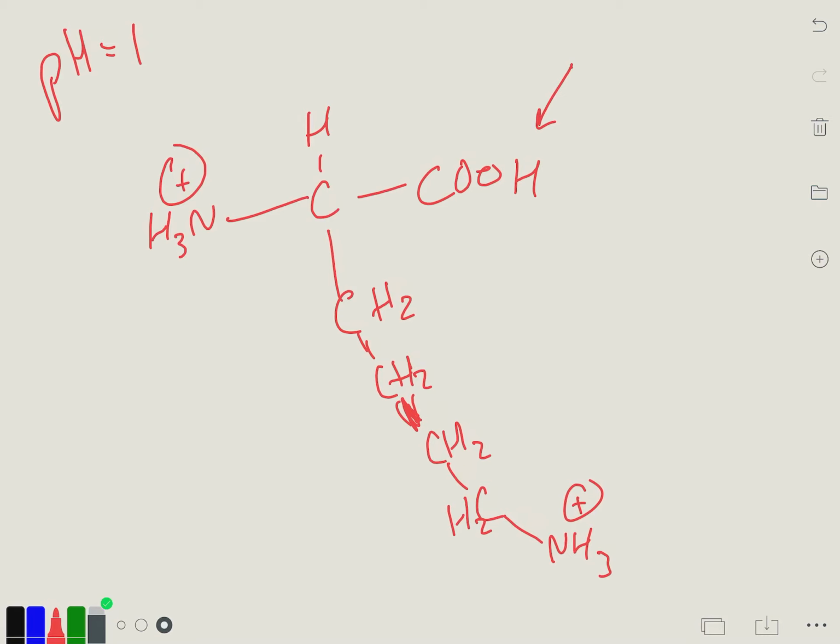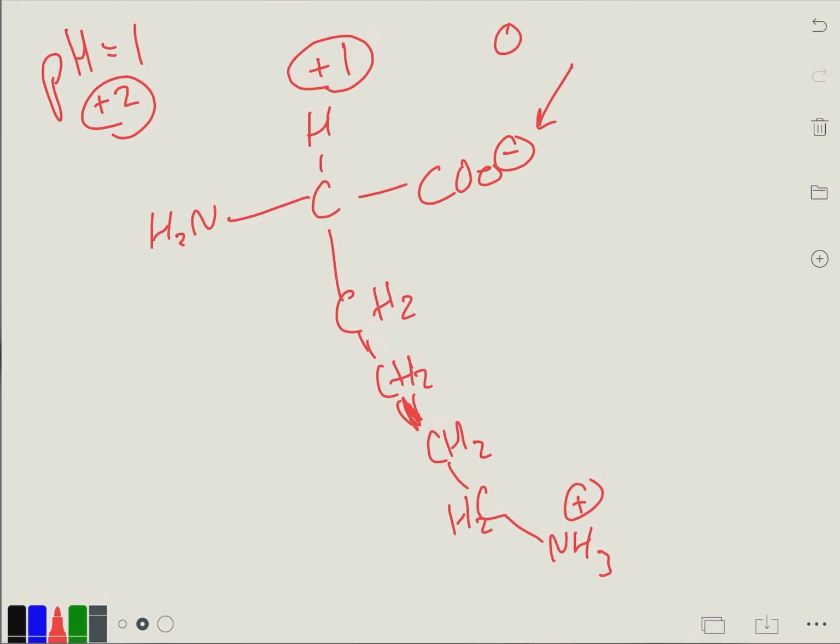All of these others don't fall off until much higher pHs. But if they were to suddenly start falling off, we would see the charge change from being a +2 at a pH of 1 to now being a +1 at somewhere between 2 and 3. And then as you continue to raise the pH, this hydrogen comes off. This positive charge goes away. And now this thing only has 2 charges on it, so it would be neutral.